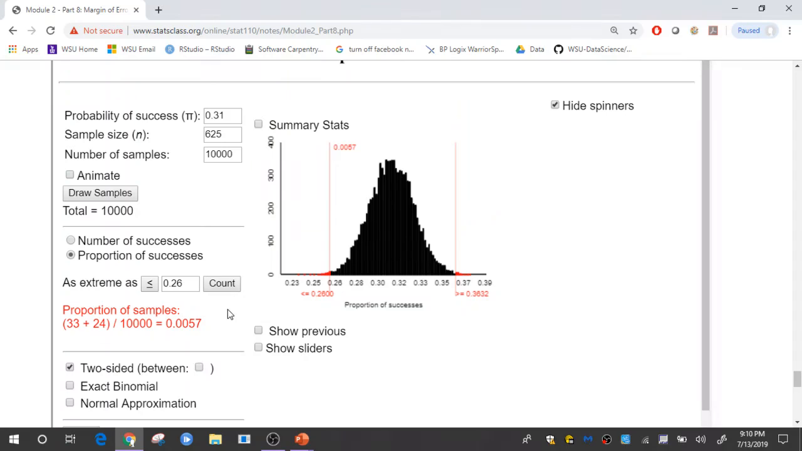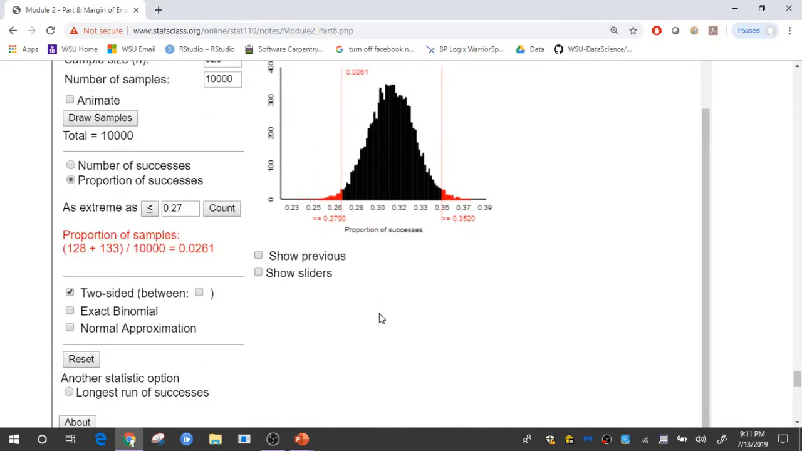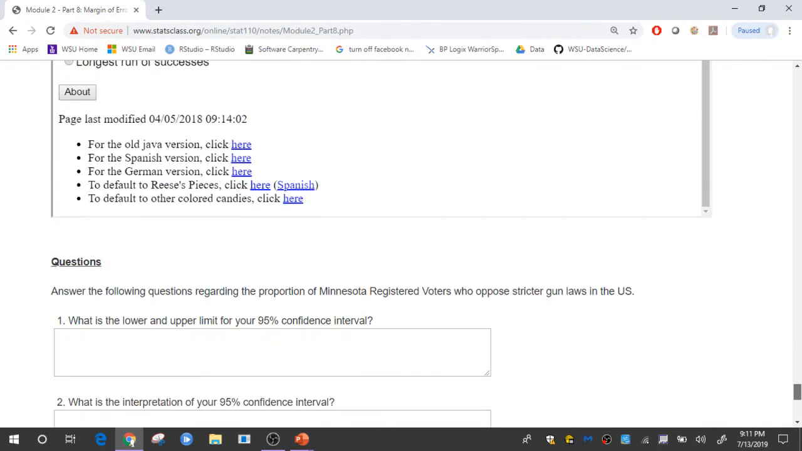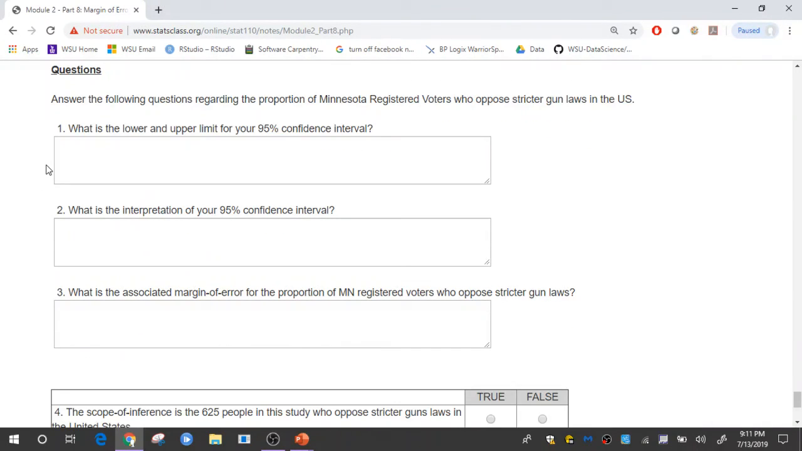So what proportion of the distribution is at or more extreme than 0.26? Okay, that's way too small. I need that to be close to 0.05 here. So you're just going to keep guessing or refine that value until you determine what the lower edge of that distribution is and the upper edge of that distribution is, so that in the middle I get about 95%. So go ahead and play around with that app and try to figure out what the 95% confidence interval is, and then answer the questions down here below.